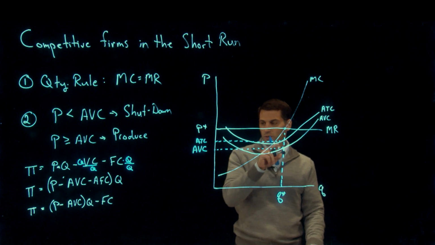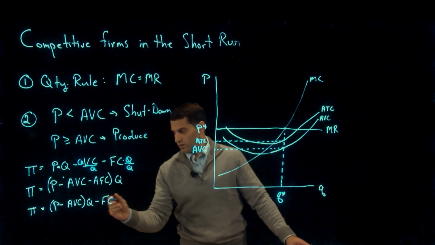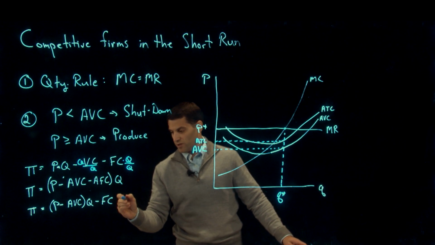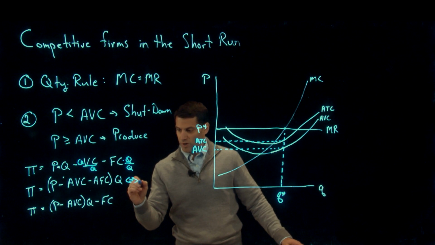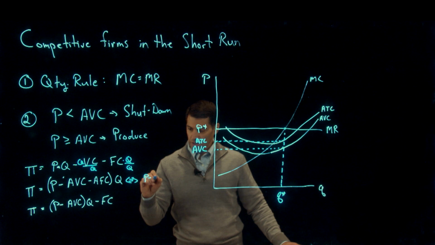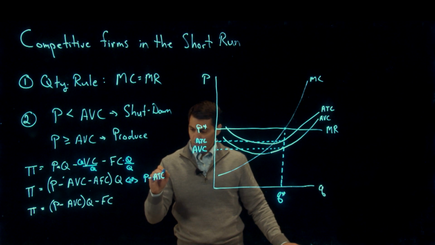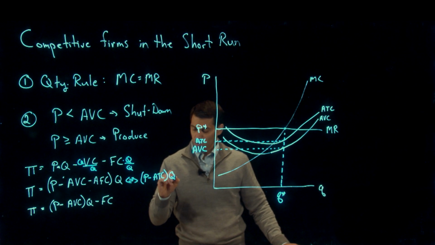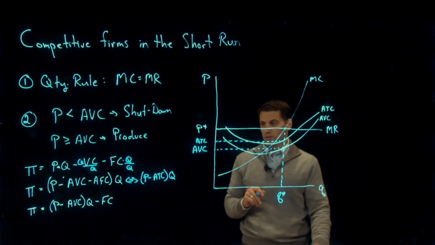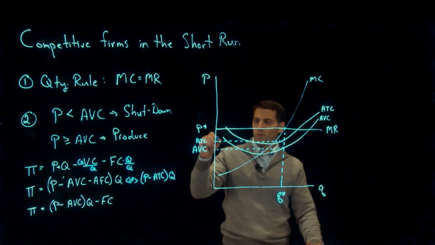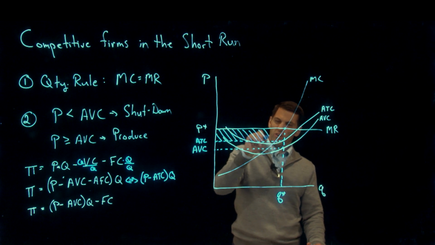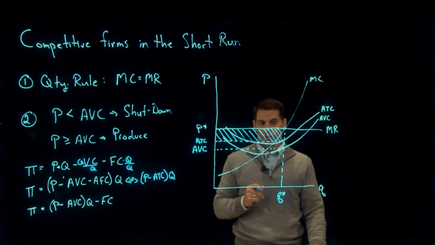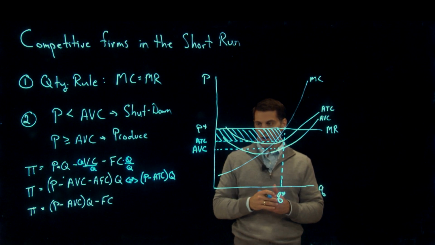This firm is making a profit. Because the other way we can think about this is, instead of splitting out variable and fixed cost, we can also rewrite this equation to say that profit is equal to price minus average total cost times quantity. So in other words, the firm here would be making a positive profit that's equal to this area that we're shading in here. Okay. So that's this scenario here where the firm is actually making a profit.